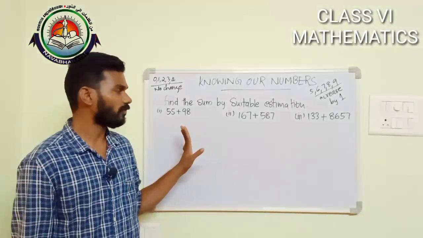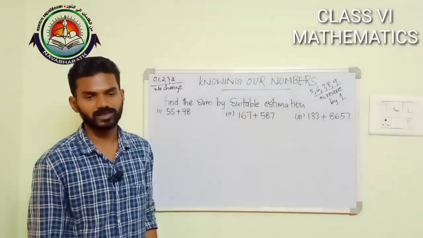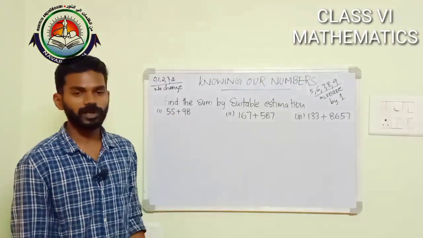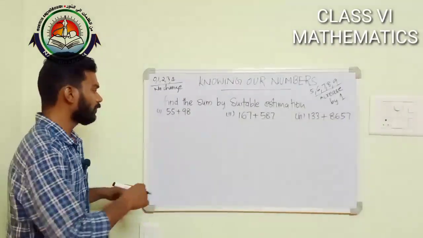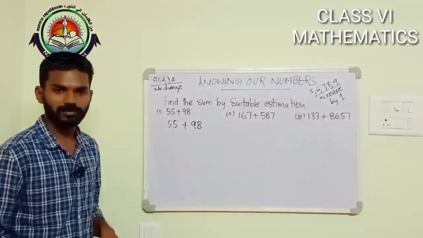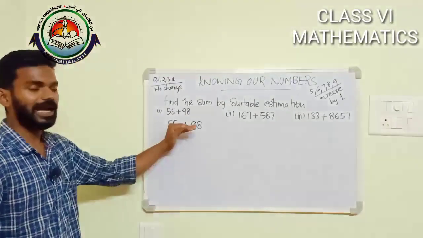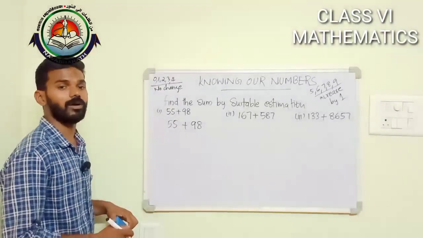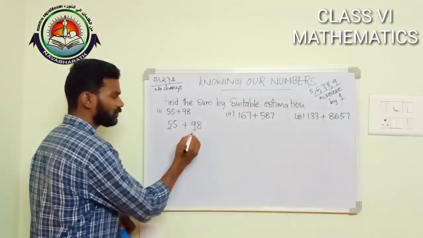Here is a question for you. Find the sum by suitable estimation. Which is the first question? 55 plus 98. Look at here. This is 55 plus 98. We can see that this calculation is easily done if we round off both the numbers to the nearest 10.